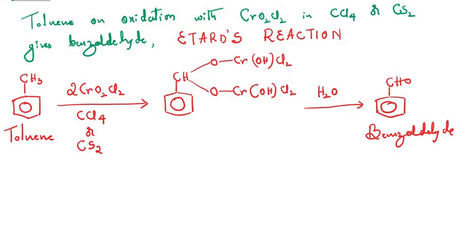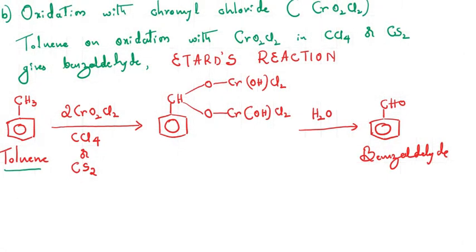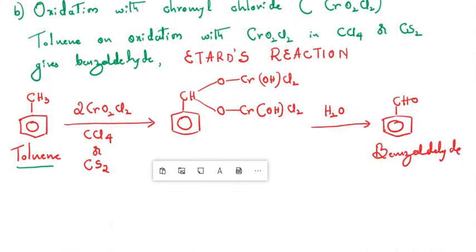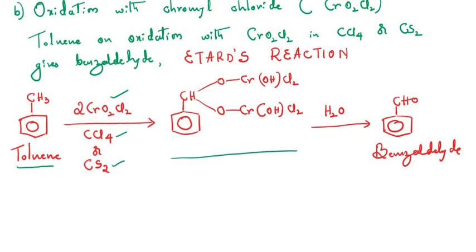Now if you see this reaction, here we have toluene, and when it is treated with chromyl chloride in the presence of a solvent, either carbon tetrachloride or carbon disulfide, this is the intermediate we get. When this is subjected to hydrolysis, the bond will rupture at this part as well as at this part.